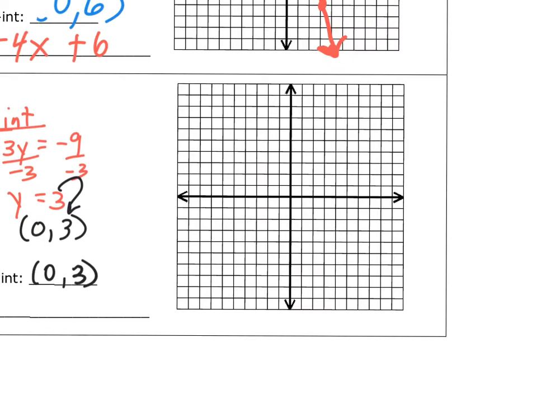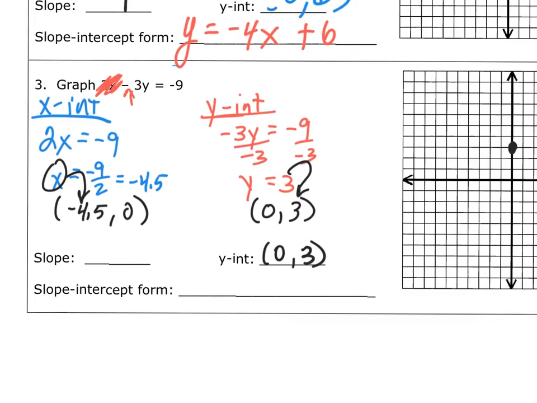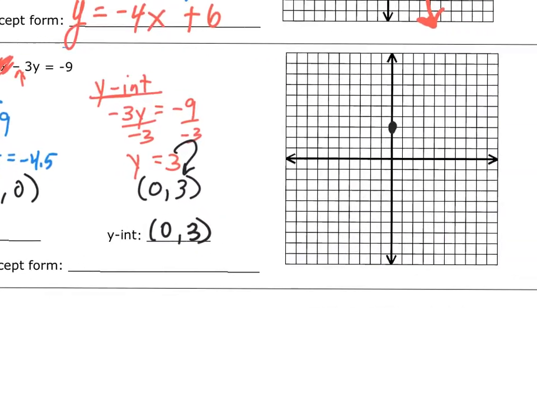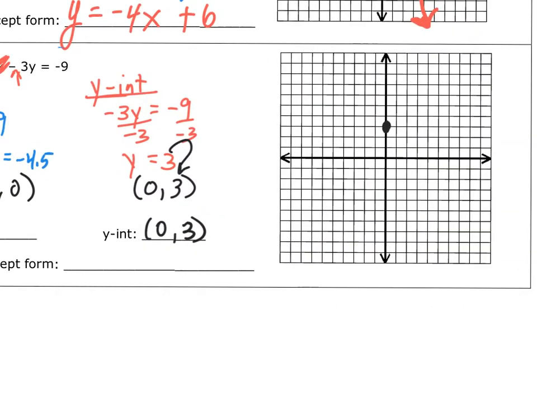I'm going to go graph that point. And then my x-intercept is negative 4.5, which is right here. Now with a straight edge, I can draw that line without any problem. What's going to be tricky on this one is how to find the slope. Finding the slope here might have been easier if I had converted.